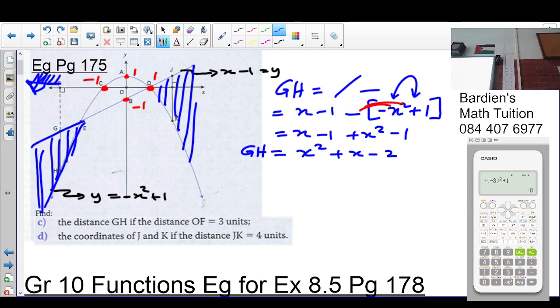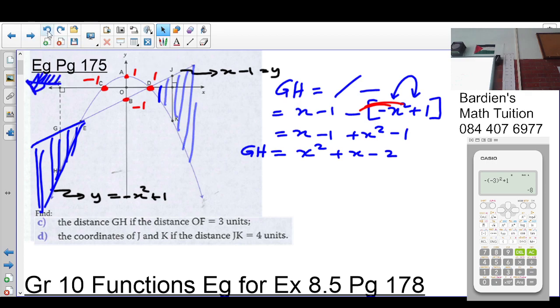If you look here, which graph is on top here? If I'm looking on the side of E, the parabola is on top, so it can't follow that formula. Here, the straight line is on top. That is what we call the algebraic expression for the distance between those two graphs.